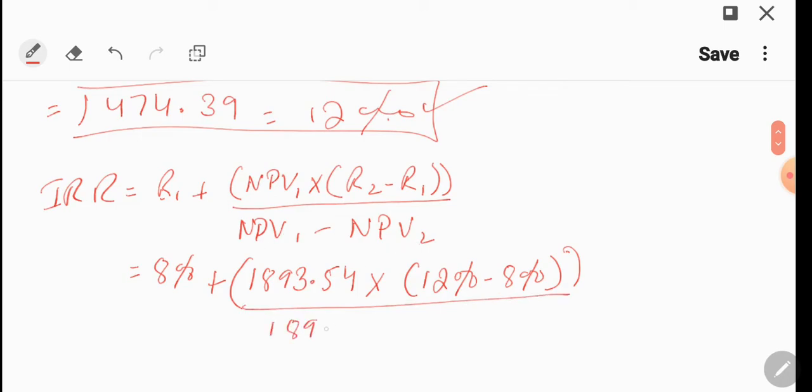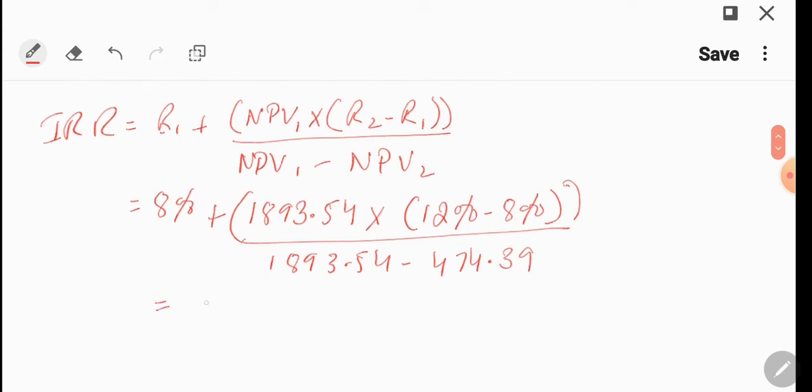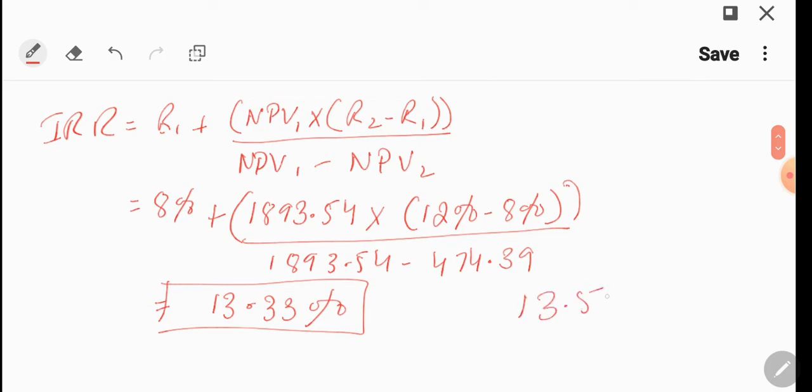So 1893.54 minus 474.39. So if you solve this, the answer is coming 13.33%. So this is the approximate total return that you will get from the project. And the actual answer for this is 13.5%. So you can see again the approximation method is quite close.